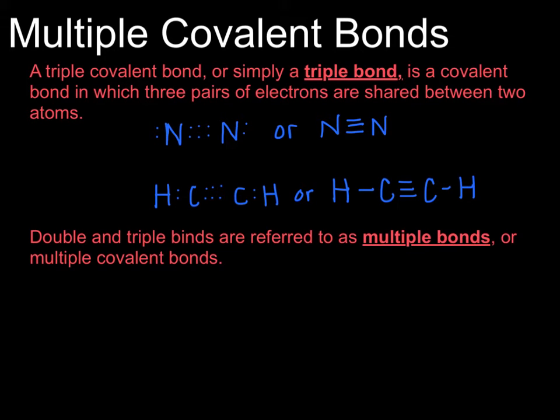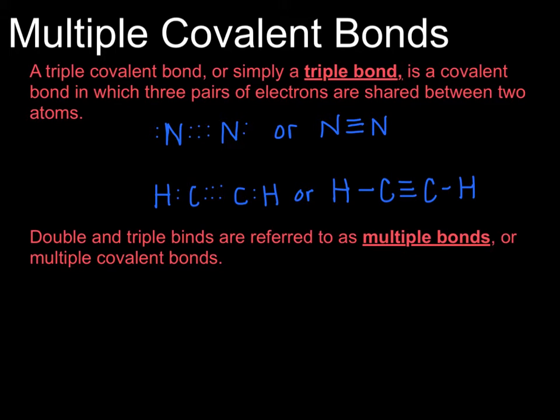A triple covalent bond, or a triple bond, is a covalent bond where there are 3 pairs of shared electrons. So we see here we can draw this with dots, where we have 3 pairs of dots between the 2 nitrogen atoms, or we can draw 3 lines. And recall each line represents 2 electrons being shared.